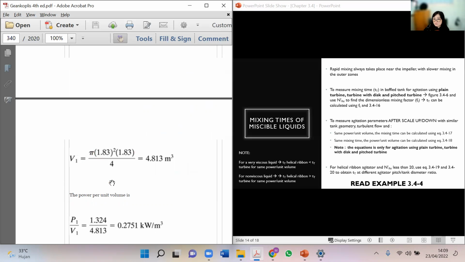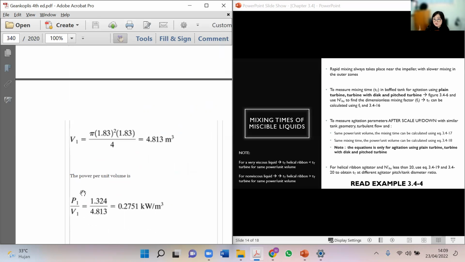It's the volume of the cylinder, the original one. It's 4.8 cubic meters. And then we know the power from example 3.4-1, which is 1.3 kilowatts. Dividing the power by the volume, we find 0.2751 kilowatt per cubic meter. So this is the power per unit volume that we want to use in part B.